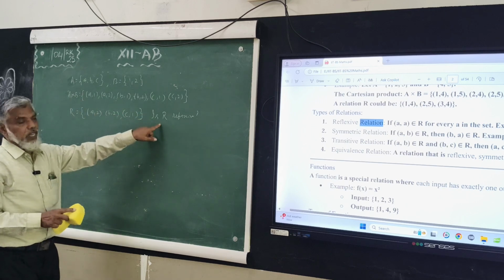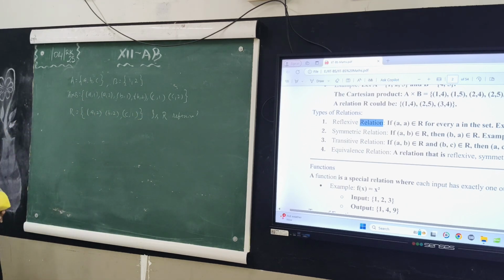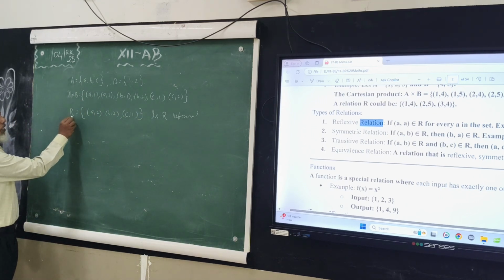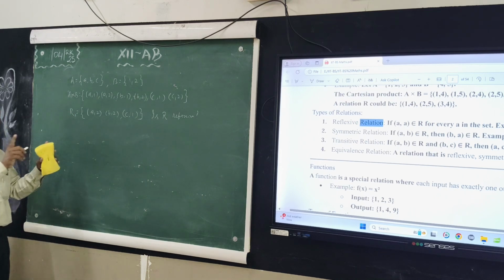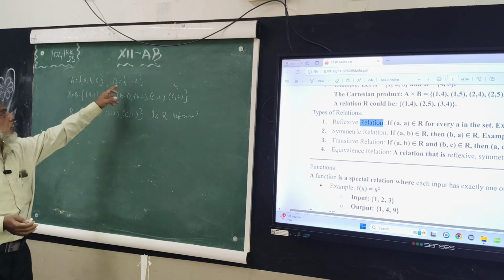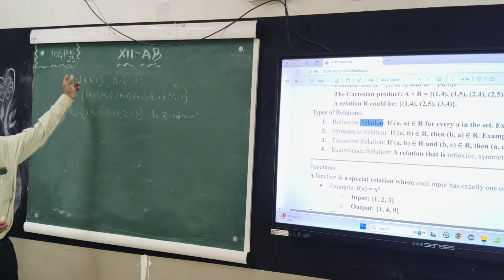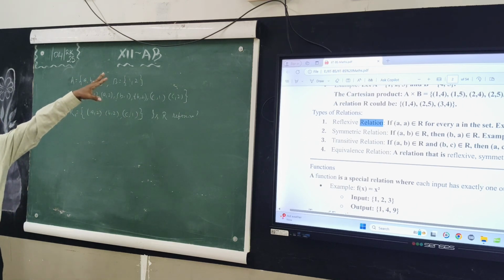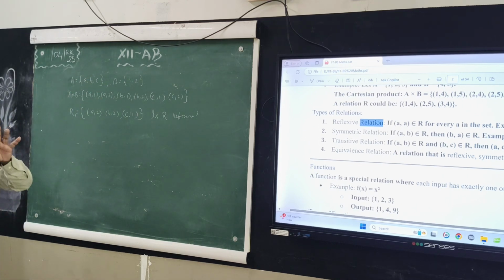I want to make it reflexive. So what shall I take for R? Make it R1. R1 is not reflexive. I want to take it reflexive. What changes do you have to make? A comma A I have to take. I have to change either this to AB or this to 1, 2, 3, so that A comma A will be there.